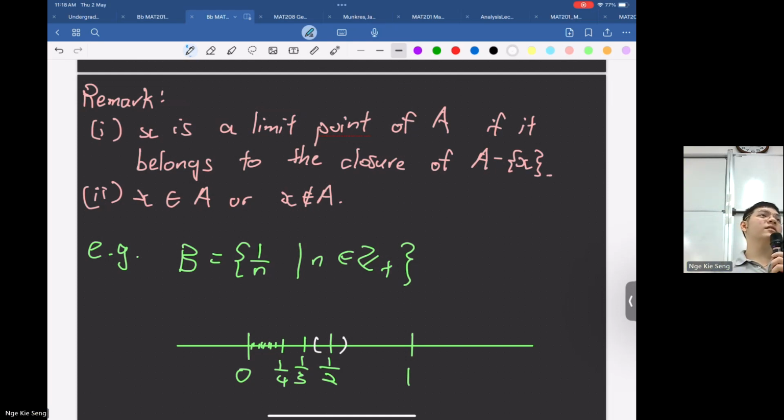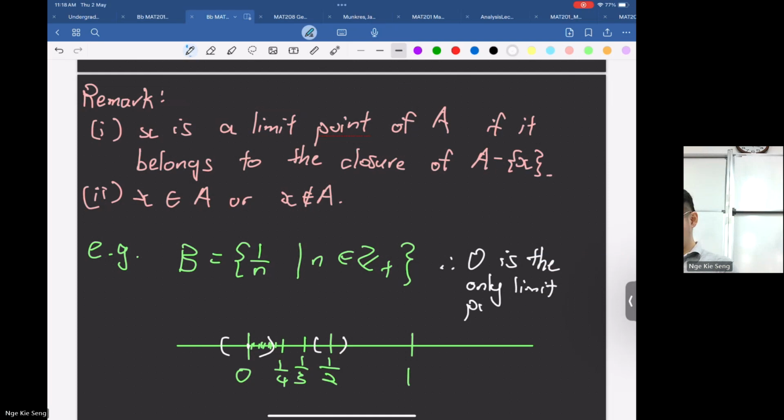0, right? So for any epsilon, there exists an n such that 1 over n is less than epsilon. Okay, so this is the Archimedean property. And so 0 is the only limit point, by definition. You check my definition, okay, using the Archimedean property.